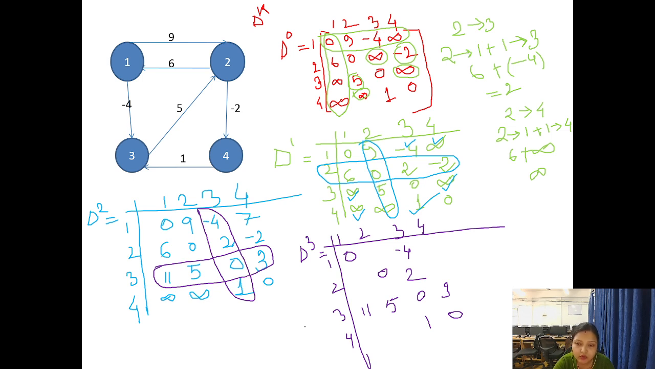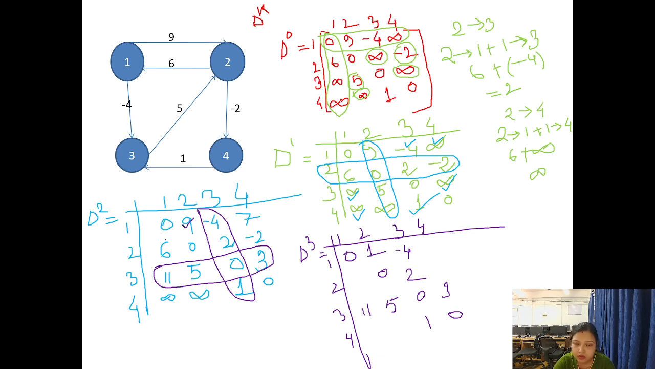So 1 to 2 will be 1 to 3 and 3 to 2. So 1 to 3 is -4 and 3 to 2 is 5. So -4 plus 5, that is 1. And earlier it was 9. So it will be 1.